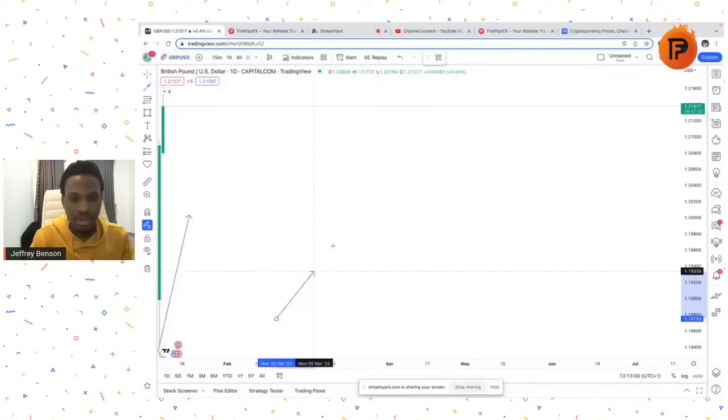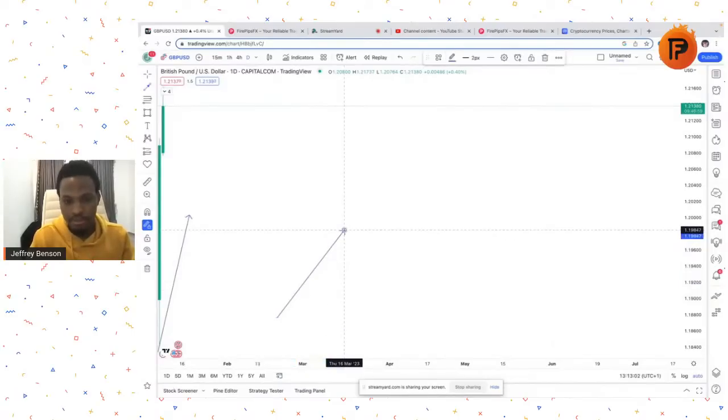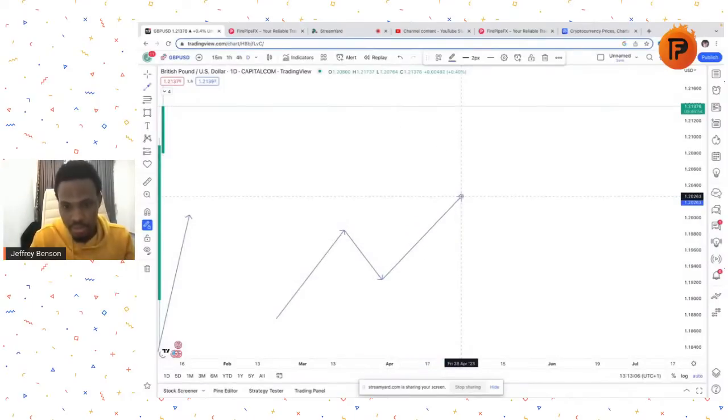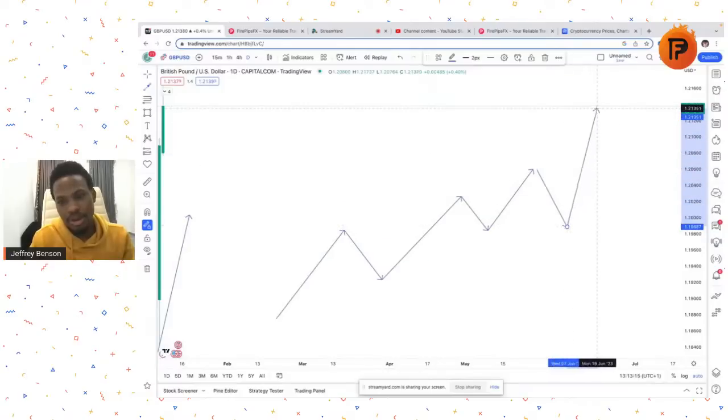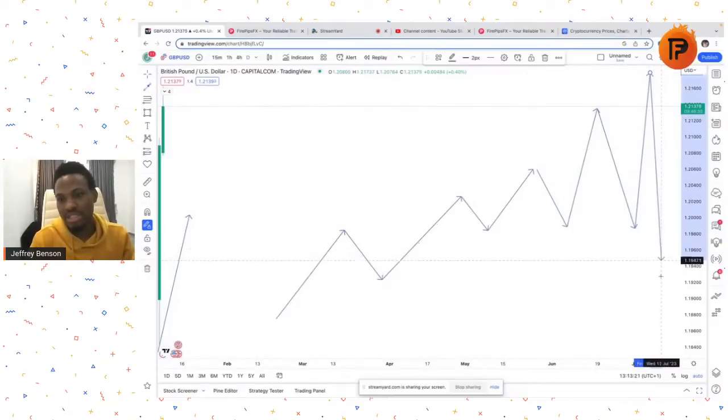Say we're in an uptrend. Market moves up, then comes back down. Then it moves back up again, comes back down again, moves back up again, comes back down again. Maybe it moves back up, comes back down to the same level. Sometimes it can be that crazy, and then we have a slash.